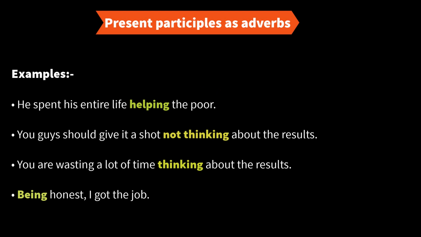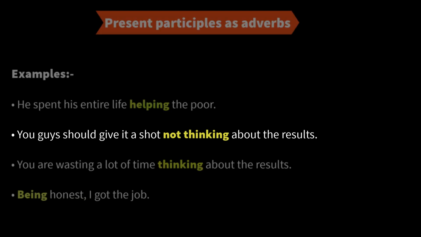Let's look at the next example. You guys should give it a shot, not thinking about the results. So not thinking about the results is our present participle phrase working as an adverb, modifying the verb give, telling us in what manner you guys should give it a shot. To give something a shot basically means to try it out. So you guys should give it a shot in what manner? Not thinking about the results. Just do not think about the results. Just give it a shot. Just do your thing. This is what it means.